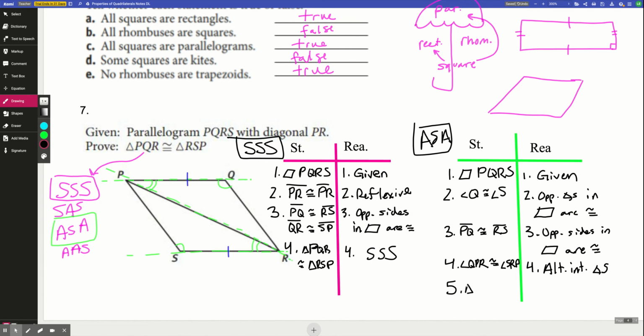Okay, so now I can say these triangles are congruent. Triangle PQR is congruent to triangle RSP by ASA this time.